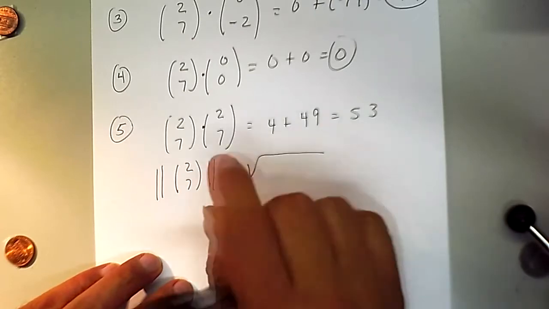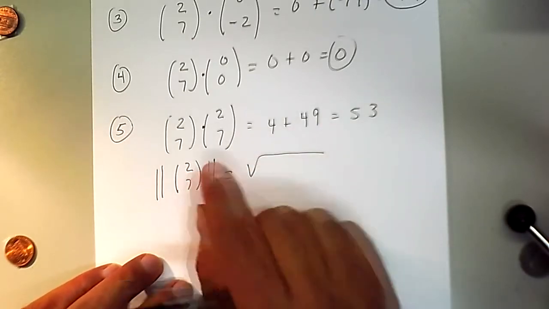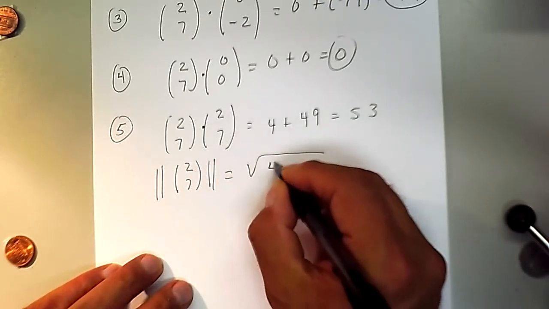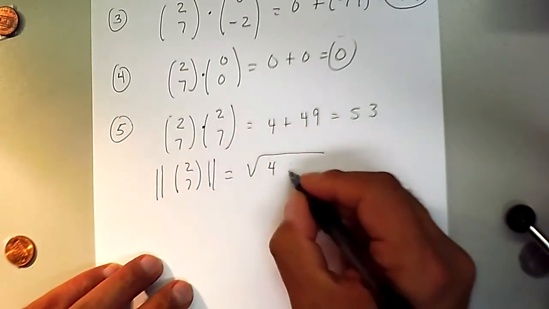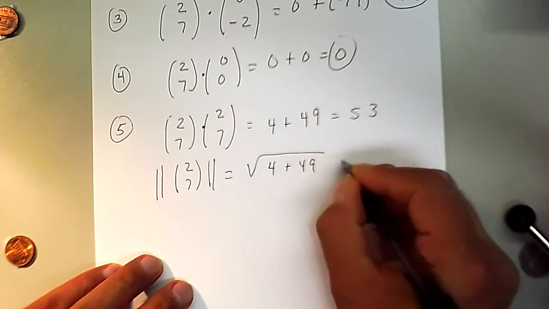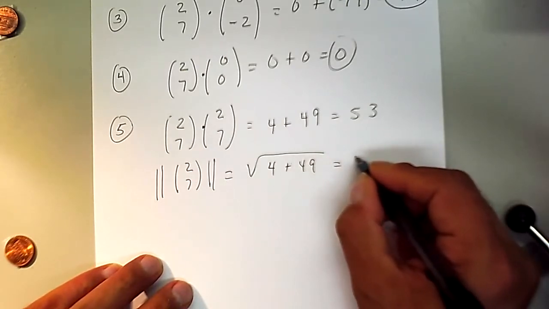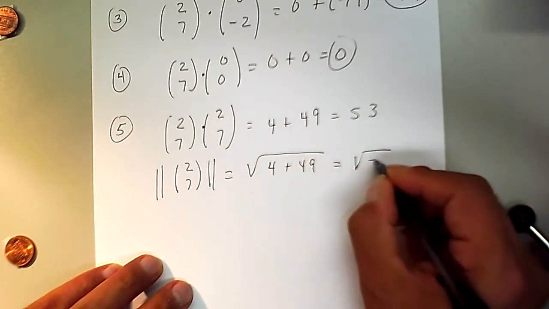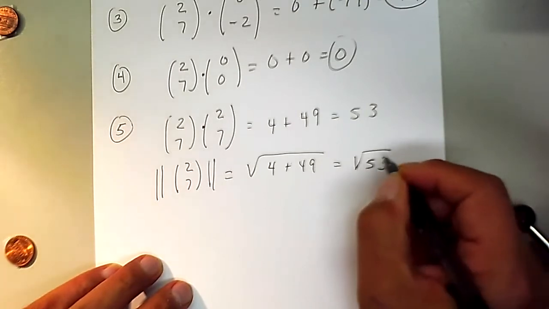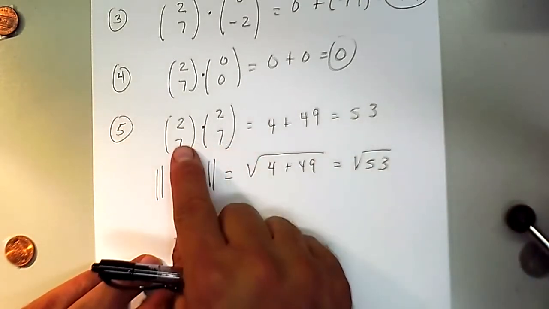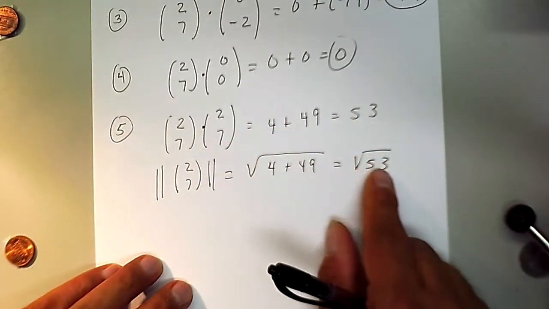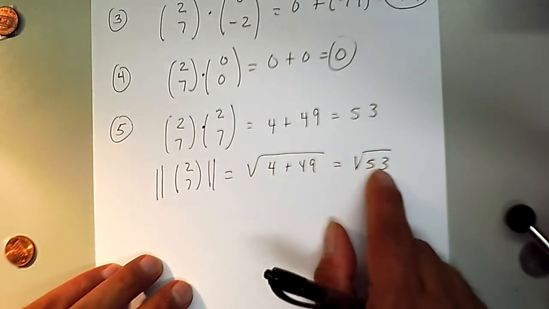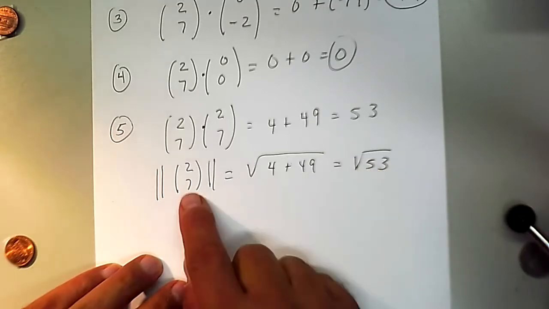Now, something interesting about this example is that if we compute the length of 2, 7, remember how we did this? We saw that in the last video. Square that, which is going to give us 4. Square that, which is what happens when we multiply with the dot product, plus 49. And we have the square root of 53. So indeed, the dot product of a vector with itself is the square of the magnitude, or the length of the vector.